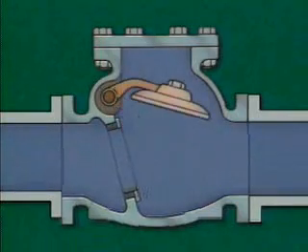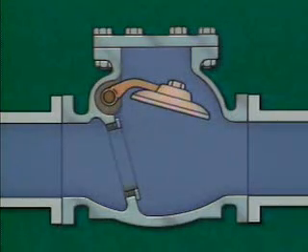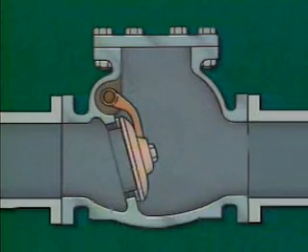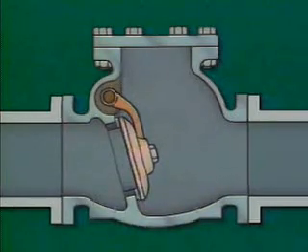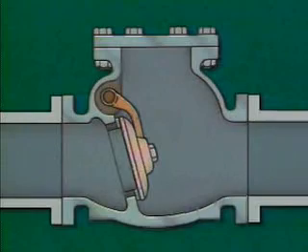seat. The disc's repeated impact against the seat is called disc slam. Disc slam can damage the disc and the seat and result in leakage around the disc. For this reason, swing check valves are generally not used in applications where intermittent flow is common.